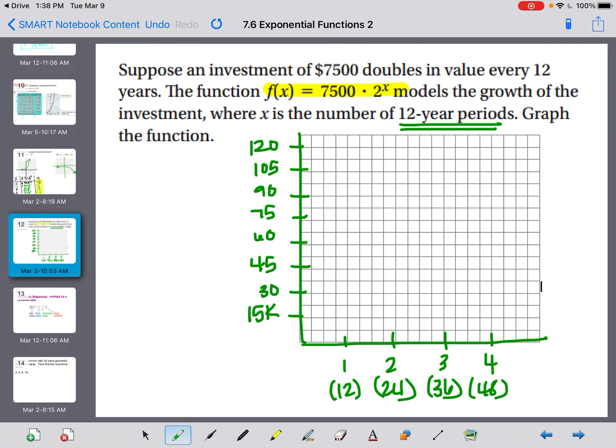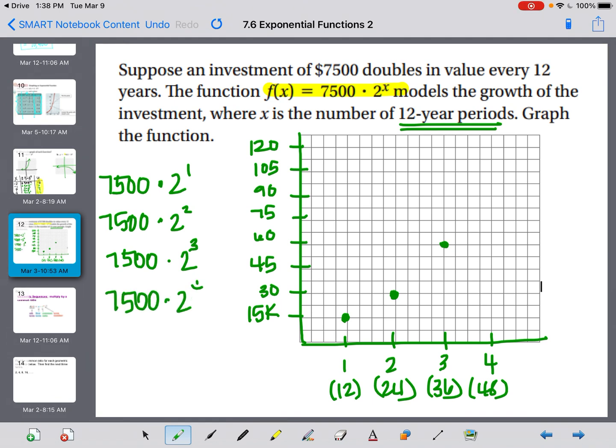120,000. Okay, so if I do the math just using these 4 x values, 7,500 times 2 to the 1st is going to give me 15,000. 7,500 times 2 to the 2nd is going to give me 30,000. 7,500 times 2 to the 3rd is going to give me 60,000. And then 7,500 times 2 to the 4th, which actually jumps me all the way up to 120,000. So you can see the exponential curve.